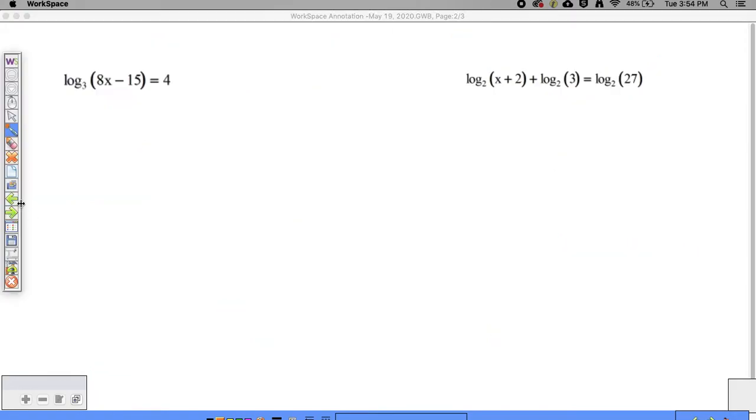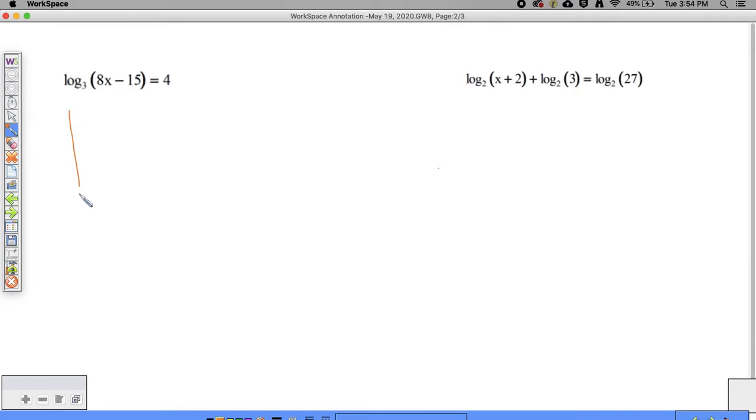Let's do some hardier problems, okay? Let's actually solve these problems out. So you have log base 3 of 8x minus 15 is equal to 4. If you look at this graph, it's almost as if you're trying to find out where this logarithmic function intersects the line y equals 4, right? If you were to set the inside equal to 0, you would have 15/8. What the heck is 15/8? It's a little more than 1, isn't it? 15 divided by 8 is 1.875.